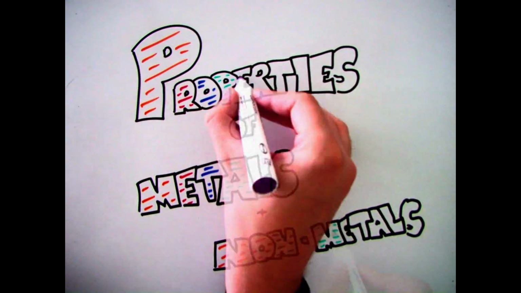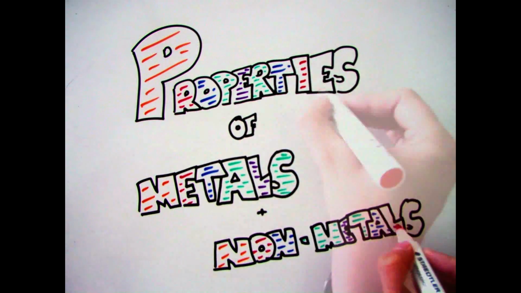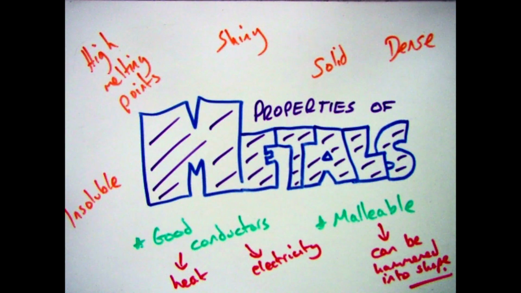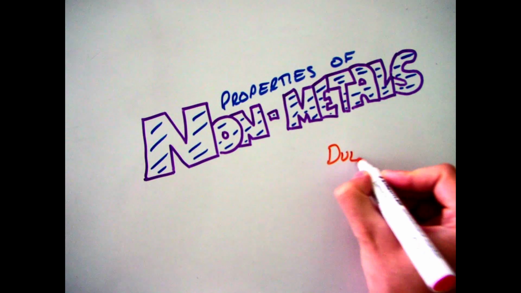Hi guys, and welcome to this video which is going to be comparing the properties of metals and non-metals. Now I've already gone through with you the properties of metals in the video which there is a link to on the screen here. But the main properties that you do need to know are that they're good conductors of electricity and heat, they're malleable, they're dense, solid, shiny, have high melting points and are insoluble. What we're going to do now is move on to the non-metal properties.